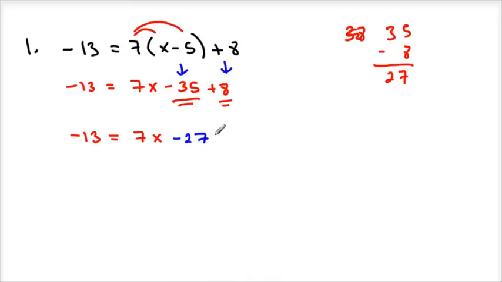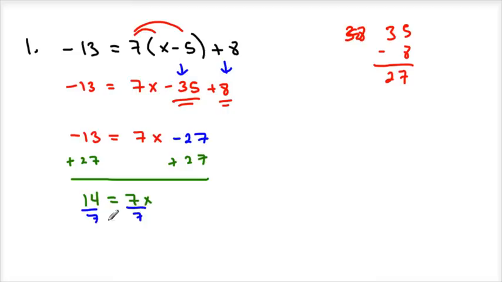In this case, I have more negatives, so negative 27. Okay, now we're down to a two-step equation. Let's take the 27, add it to both sides. Plus 27, plus 27. Okay, so negative 13 plus 27, I should get an answer of positive 14 equals 7x. Dividing both sides by 7, and now we should get an answer of x equals 2. Okay, let's take a look at the next example.